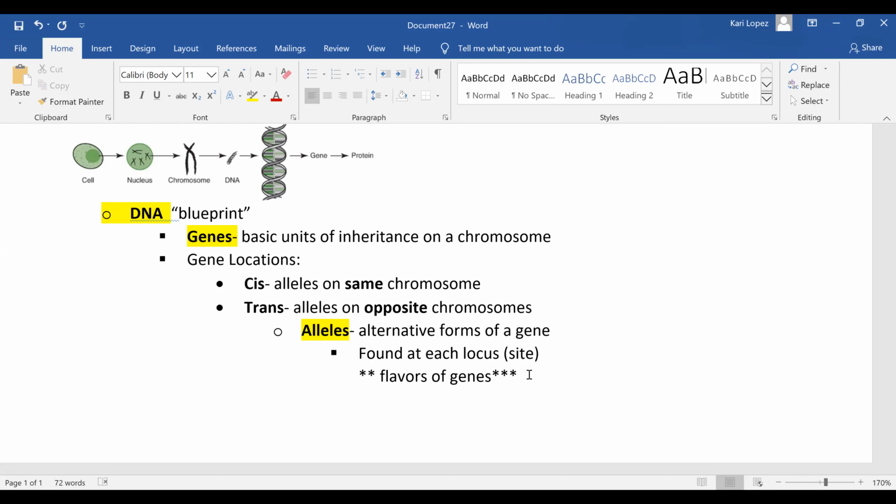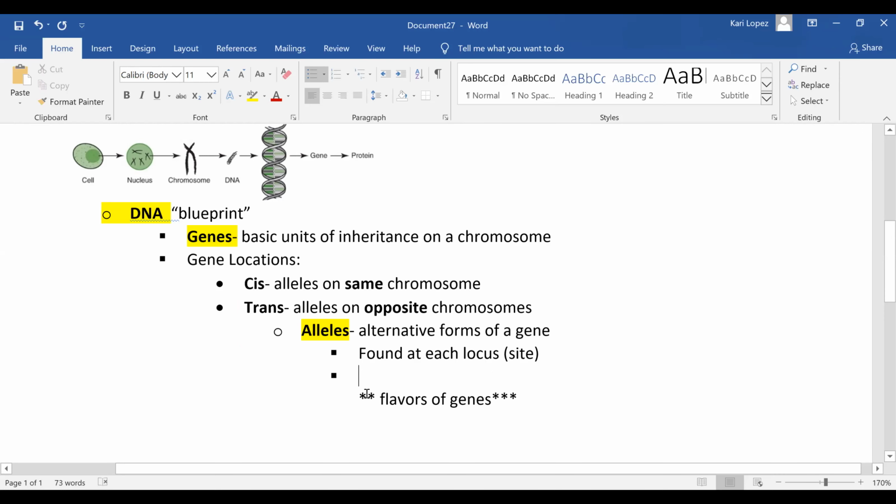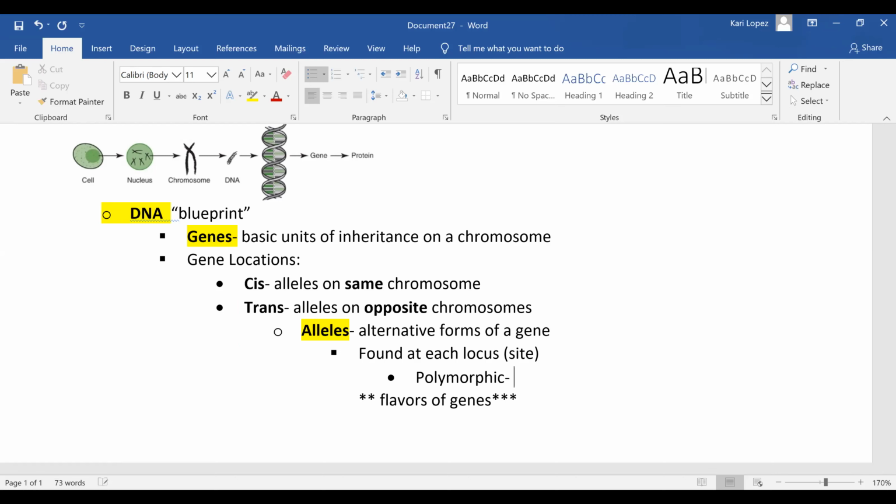And then multiple alleles at a single locus are called polymorphic. So polymorphic means multiple alleles.